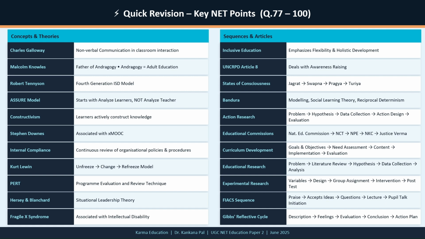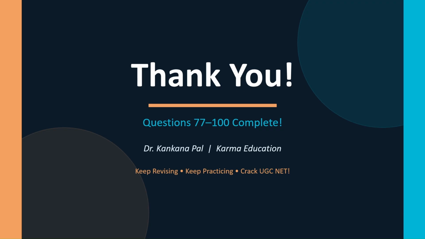Experimental research follows variables, design, group assignment, intervention, and post-test. FIACS sequence is praise, accepts ideas, questions, lecture, and pupil talk initiation. Gibbs reflective cycle follows description, feelings, evaluation, conclusion, and action plan. These are the key points from this section. Try to revise them regularly because many similar questions are repeatedly asked in NET examinations.